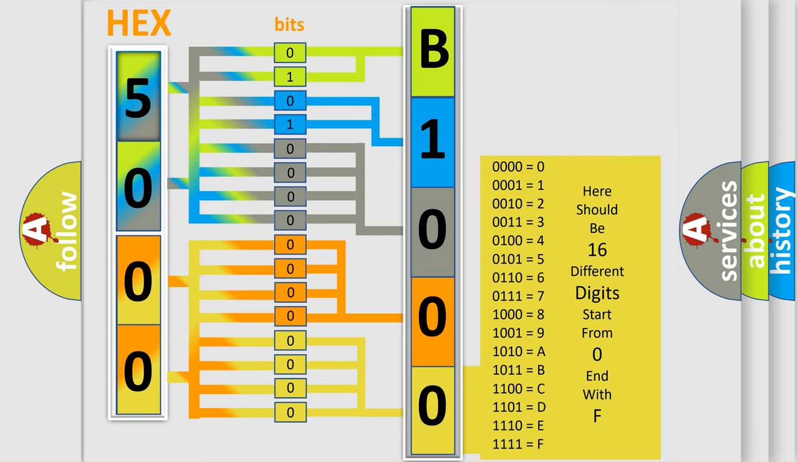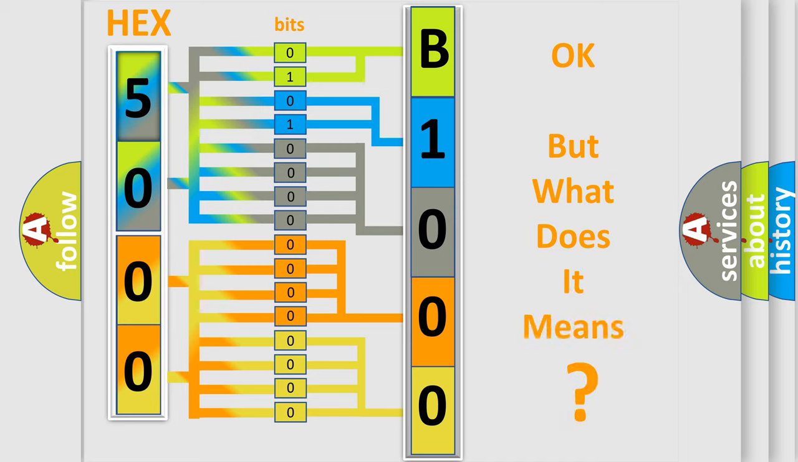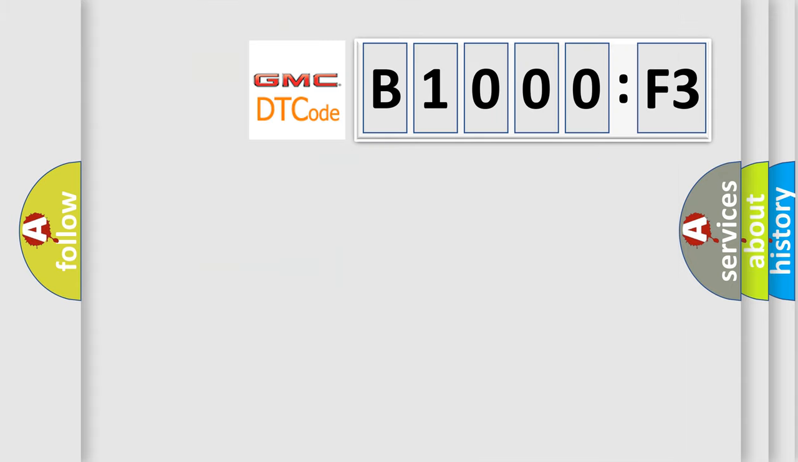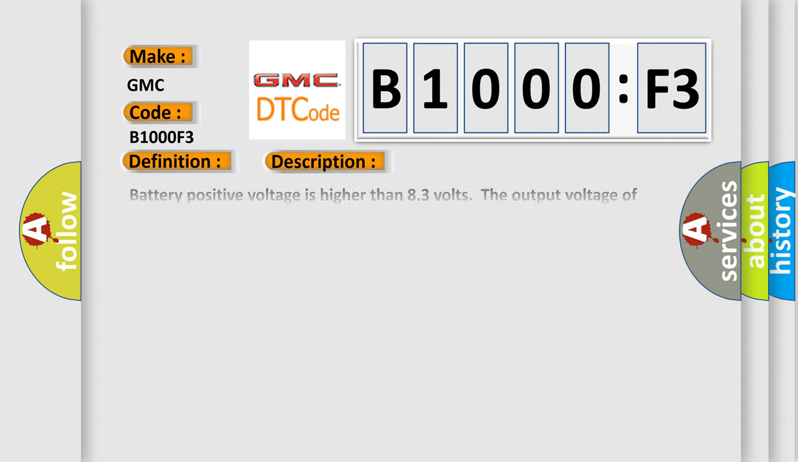We now know in what way the diagnostic tool translates the received information into a more comprehensible format. The number itself does not make sense to us if we cannot assign information to what it actually expresses. So, what does the diagnostic trouble code B1000-F3 interpret specifically for GMC car manufacturers? The basic definition is throttle actuator control motor circuit open. And now this is a short description of this DTC code.